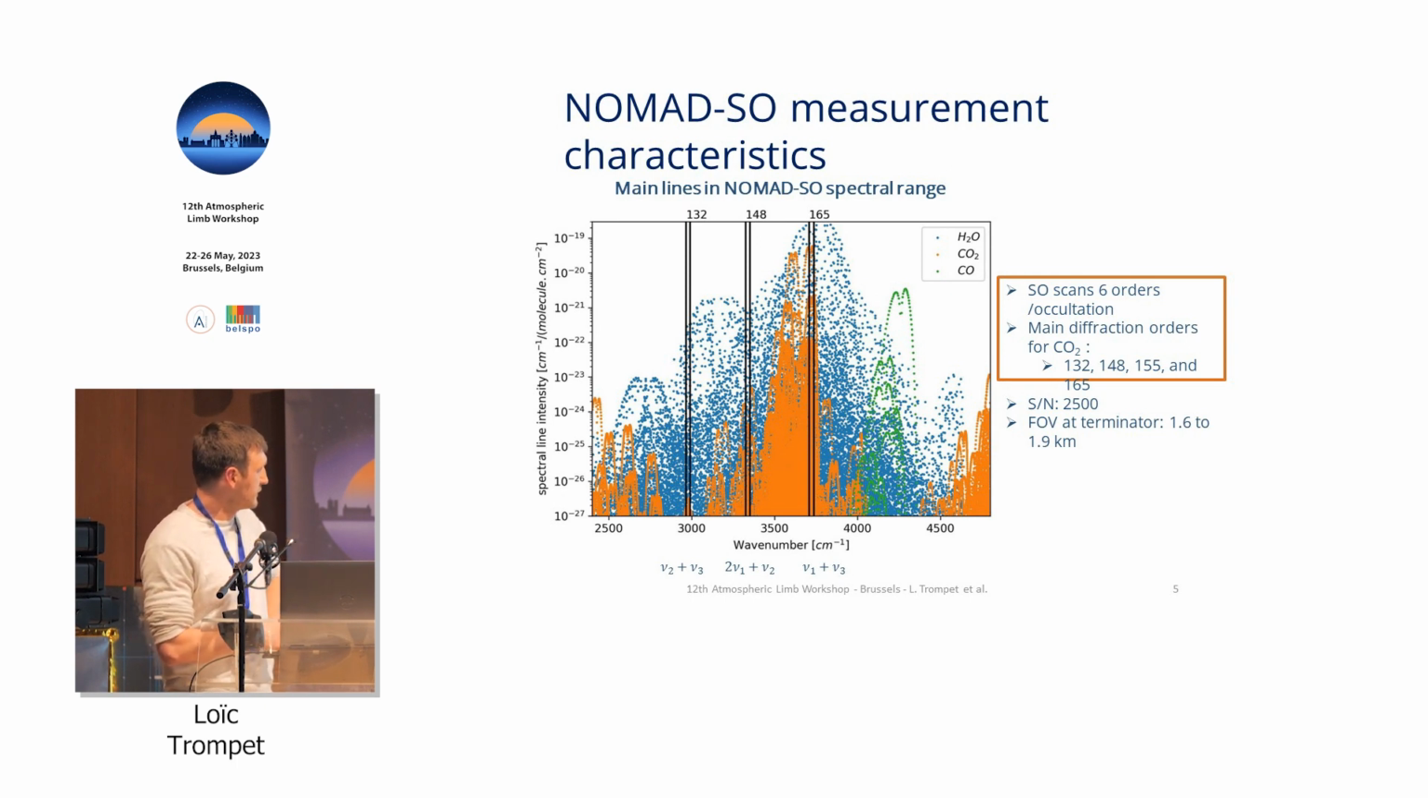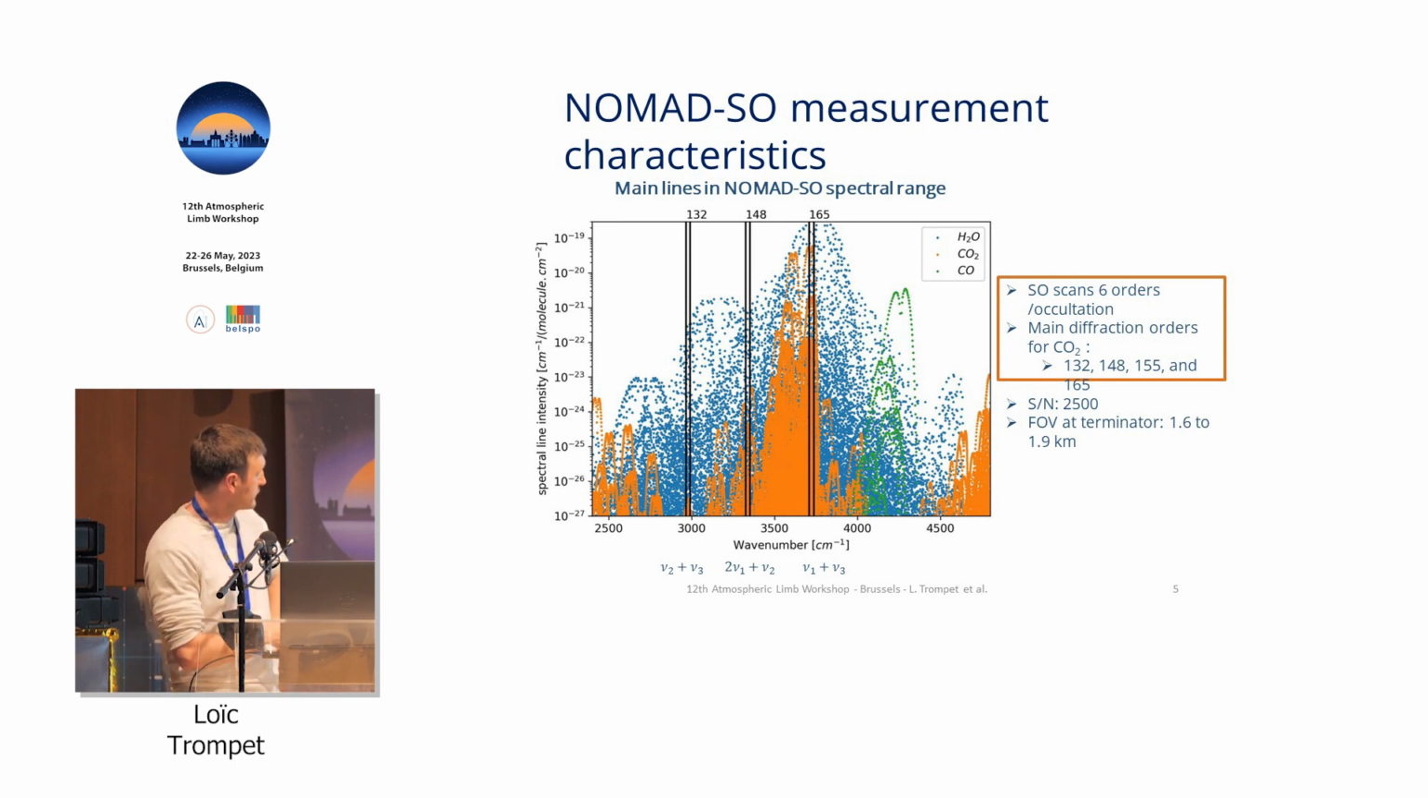Here what you see in blue are the lines for water, in orange the lines for CO2, and in green, you can see them here, some lines for carbon monoxide. We also have different diffraction orders for different altitude regions. We are using diffraction order 132, these very faint CO2 lines here, which is used for the troposphere.